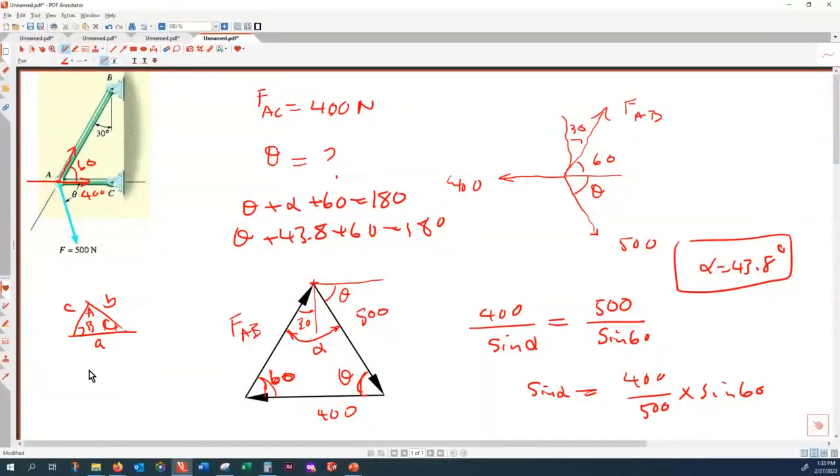So how do you write the sine law here? You write A divided by sine A is equal to B divided by sine B is equal to C divided by sine C. And we did the same thing here, right? Here we have 400, 500, and 60. So 60 is opposite to 500. 500 divided by sine 60.